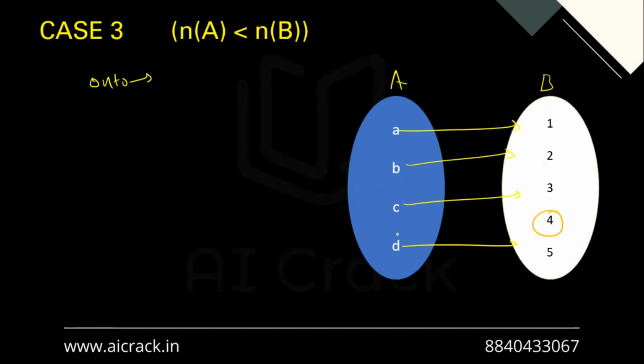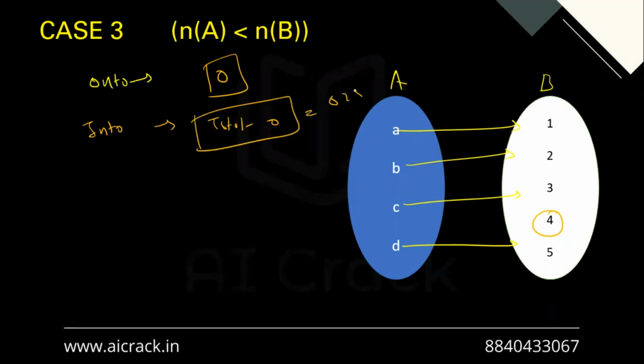We have lesser number of elements in A. We cannot do this, because that would refute the definition of functions, right? Because we cannot have two images from set A in set B. So basically total number of onto functions is nothing but 0. So that's why total number of into functions is total minus 0. That would be nothing but 625.